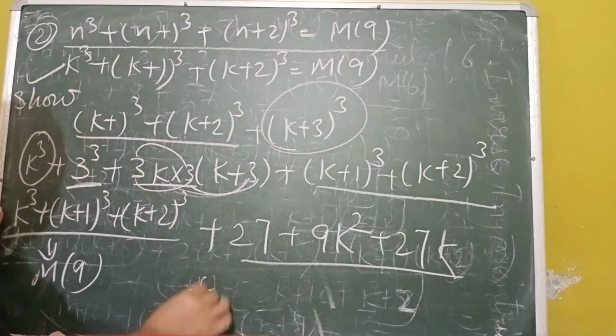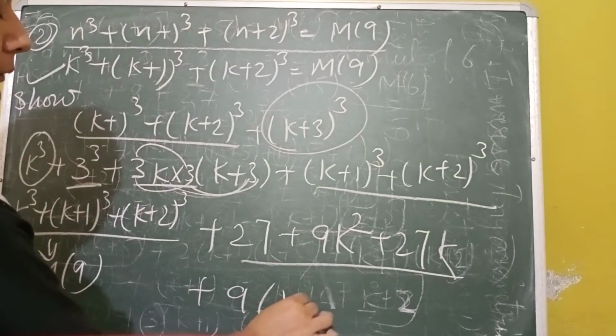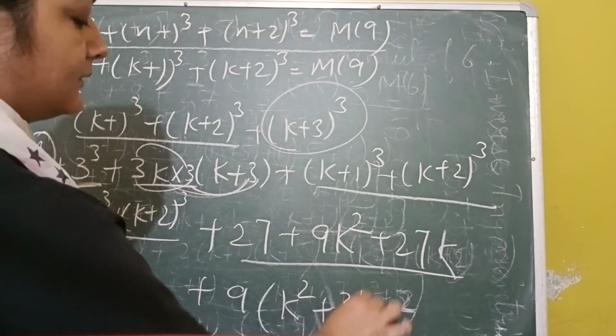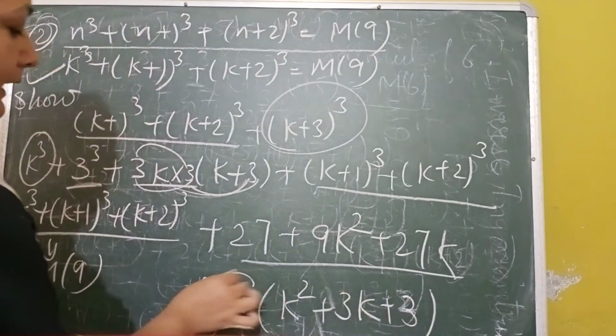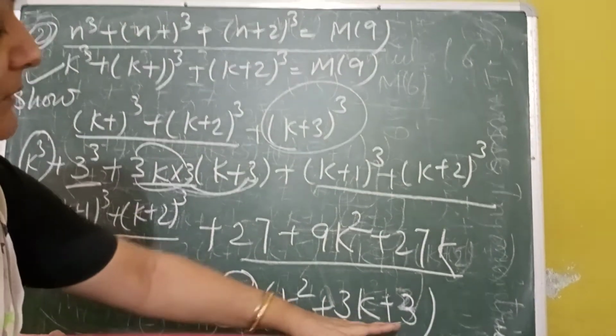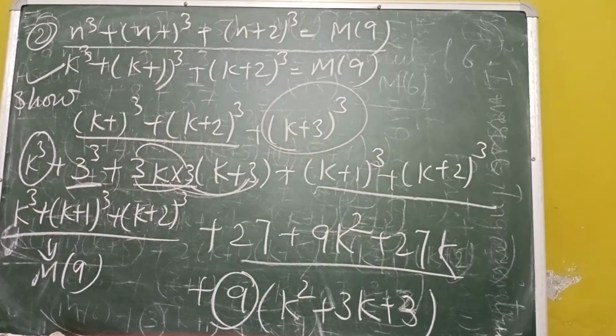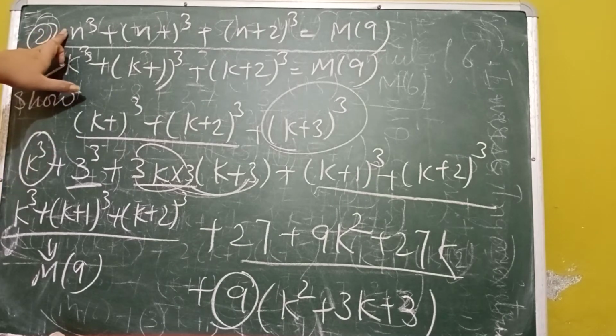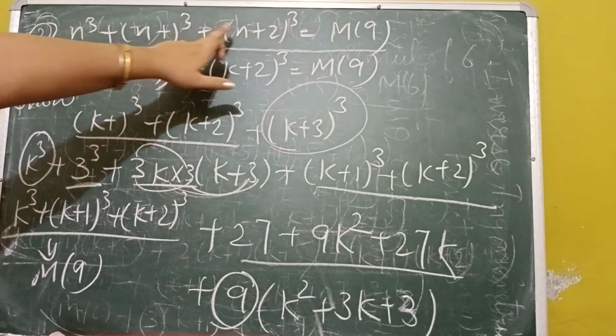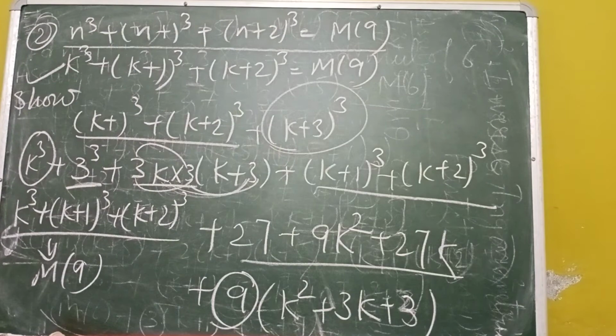If you want, then you can take 9 common out of this. It will be k square plus 3k plus 3. Here also we got 9, that means this term is also a multiple of 9. So here we have proved that for k plus 1 also, k plus 1, k plus 2, k plus 3 will be a multiple of 9.